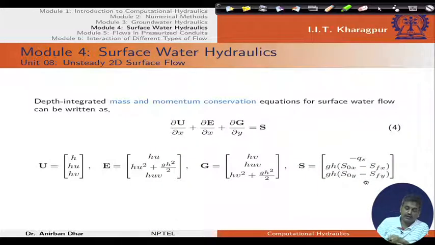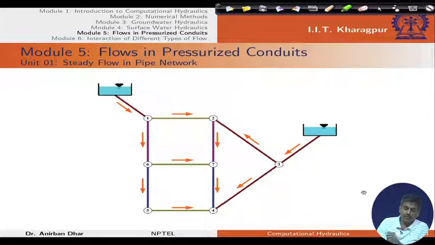In unit number 8 we have discussed 2D surface flow, and in module number 5 we have started unit number 1, the steady flow in pipe networks. That means discharge is not varying with time; it is a steady state network.